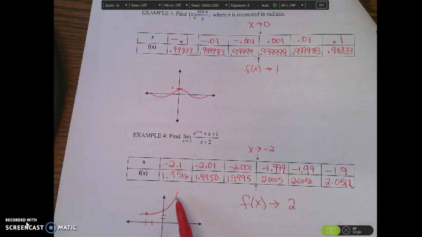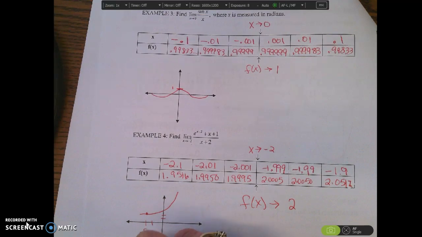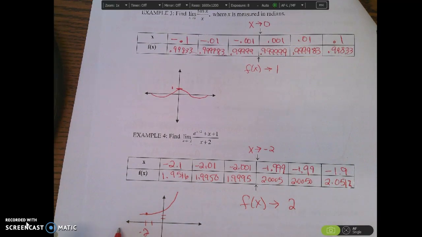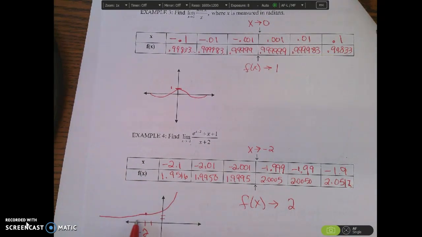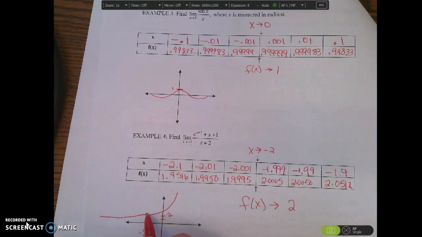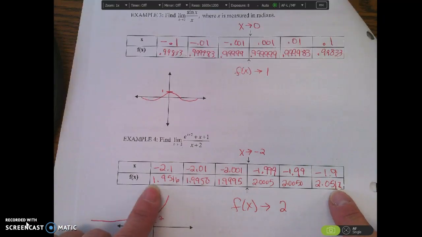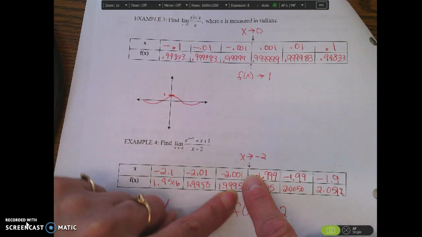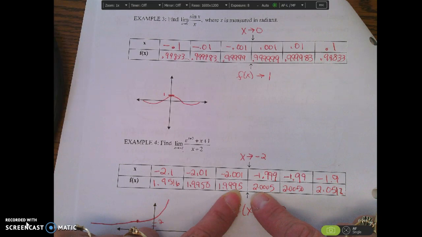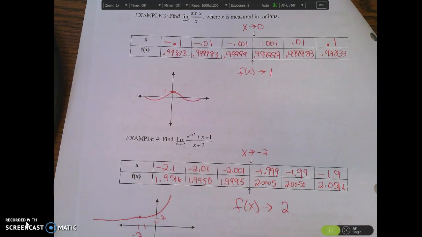Graphically, if you are given a picture, here's -2. As x approaches -2 from the left, this function approaches the value +2. And as it approaches the x value of -2 from the right, the function value is still approaching +2. From a table, you can see it here. As x goes towards -2, the function value goes towards +2 from the right and from the left. So we did 4 examples where limits existed.